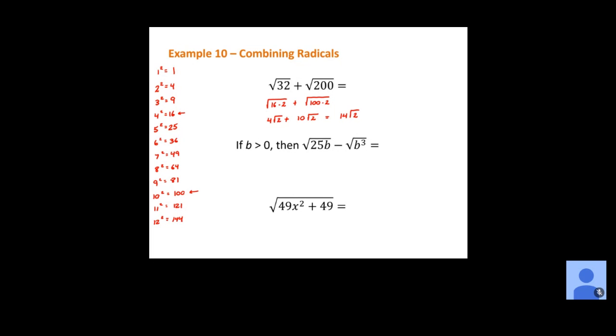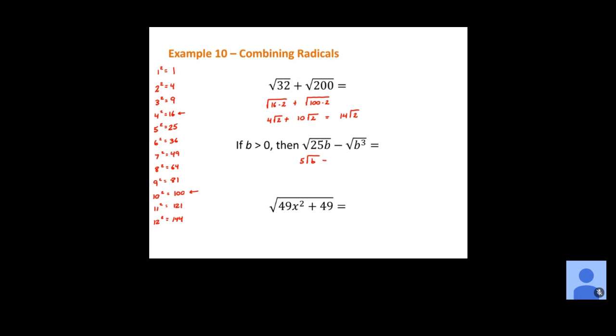All right, so now we want to do the same thing with this next one. We do have variables this time, so that's the key difference. So we're going to take the square root of 25 times the square root of b. That's the first step. Well, the square root of 25 should give us 5. So this first piece is going to become 5 times the square root of b.